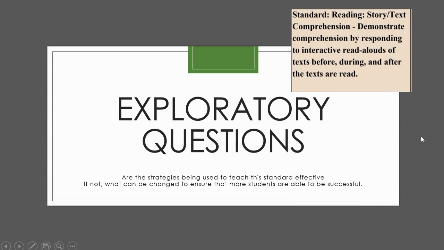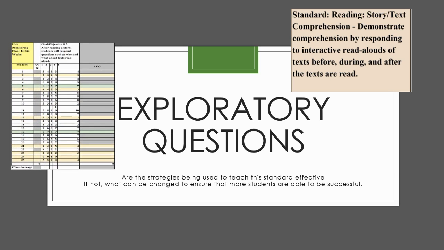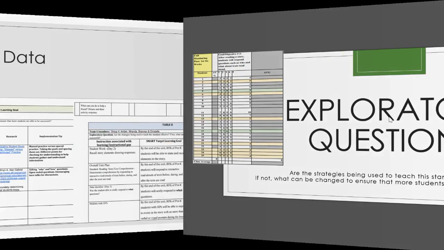So of course, our exploratory question comes from the comprehension standard, from Miranda's data from Objective 3. It says, are the strategies being used to teach the standard effective? If not, what can be changed to ensure more students are being more successful? And so we're looking at what kind of planning and strategies were utilized in developing this unit and the activities for this objective, and what can be changed to be more successful in the future.